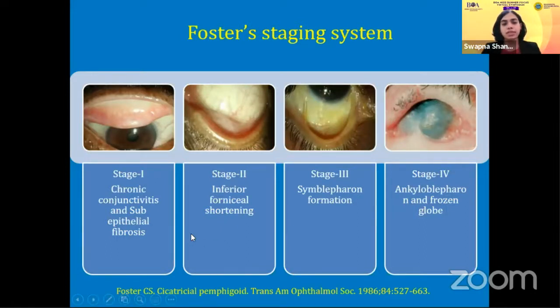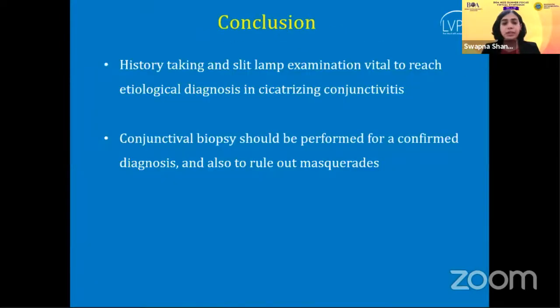So this is a Foster staging system for MMP. And this shows that the early cases with just subepithelial fibrosis, if not treated adequately with immunosuppression, can quickly progress to a complete ankyloblepharon and keratinization of the ocular surface. And then this becomes a very difficult entity to treat.